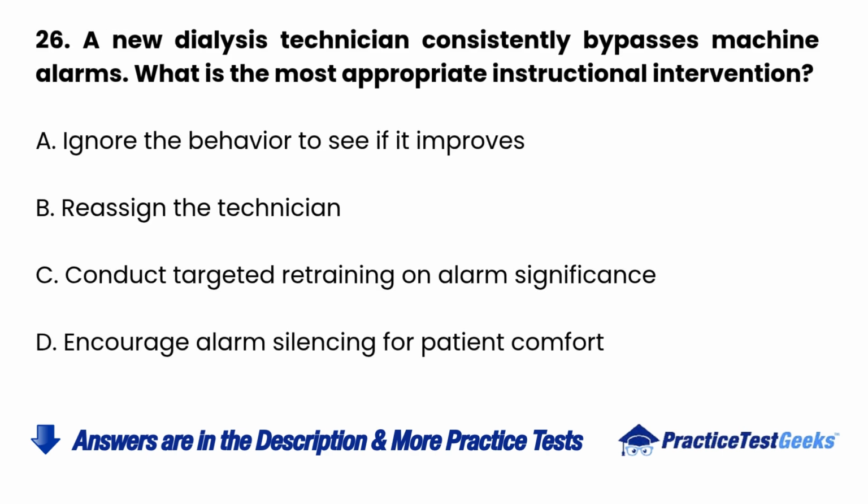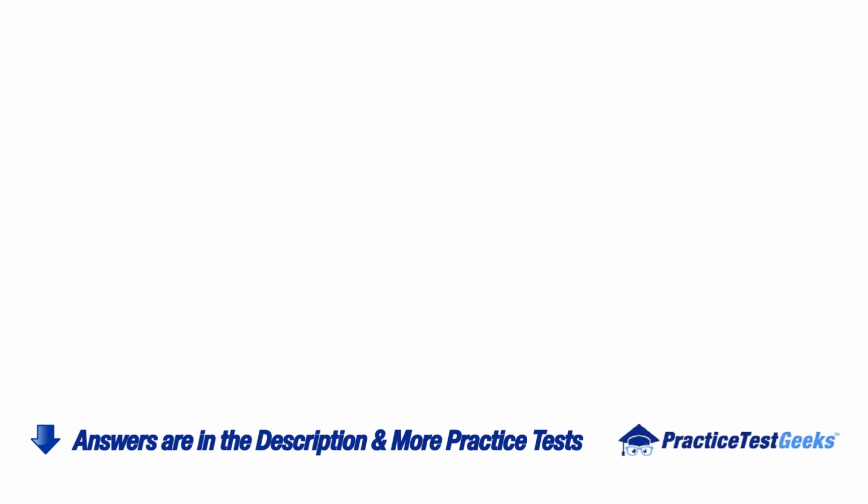26. A new dialysis technician consistently bypasses machine alarms. What is the most appropriate instructional intervention? A. Ignore the behavior to see if it improves. B. Reassign the technician. C. Conduct targeted retraining on alarm significance. D. Encourage alarm silencing for patient comfort.